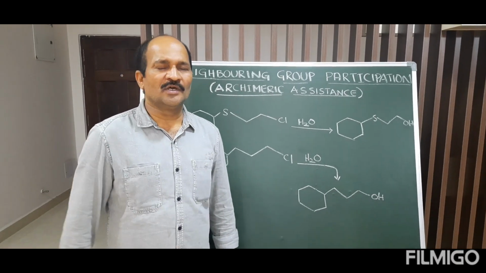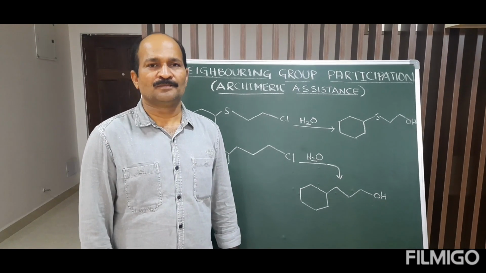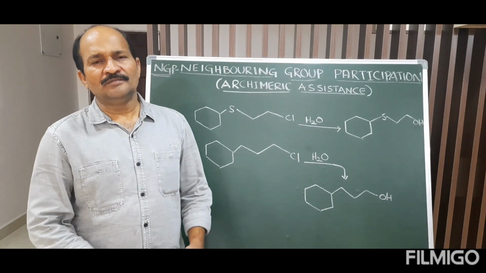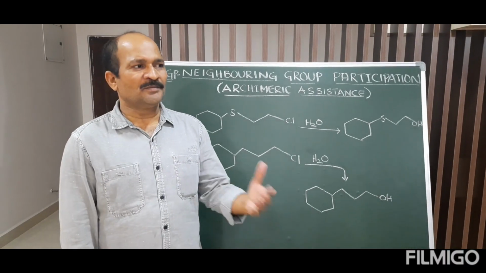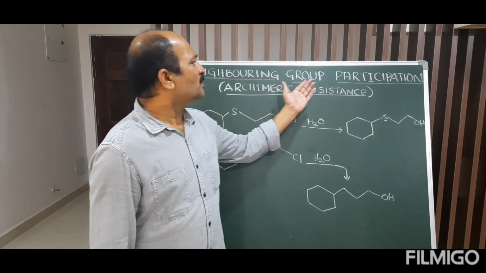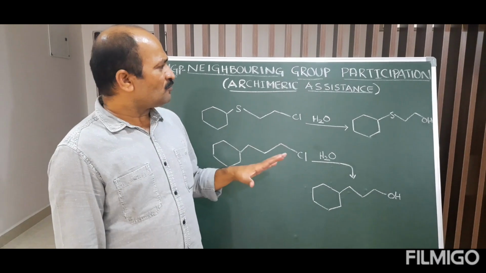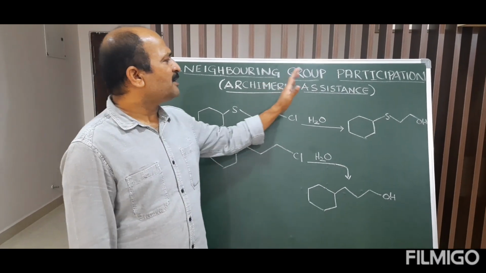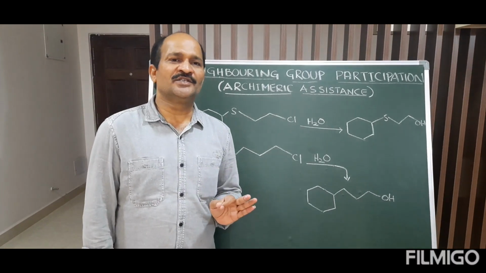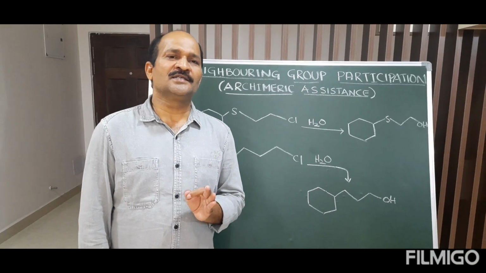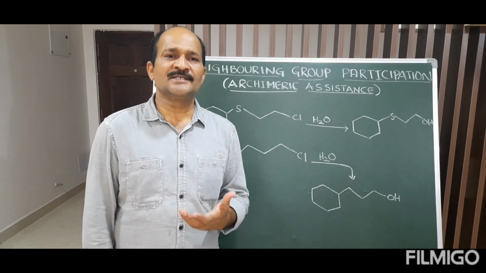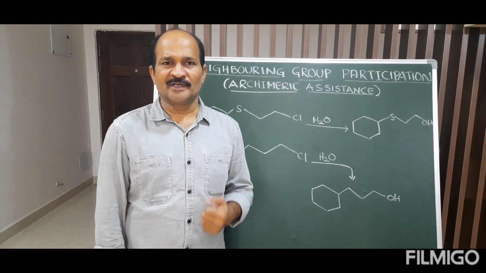In the previous session we have already discussed SN1 and SN2. I hope all the students are good with SN1 and SN2. If you are not, go through SN1 and SN2 first, then come back to neighboring group participation. To acquire knowledge on NGP reactions, students must know SN1 and SN2 reactions and also the stereochemistry of SN1 and SN2 reactions, particularly SN2.